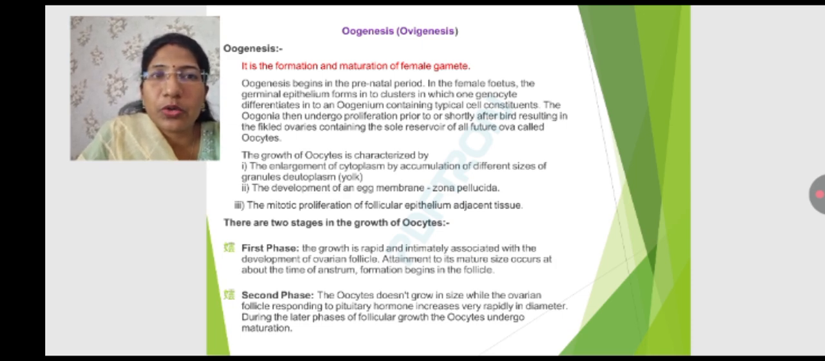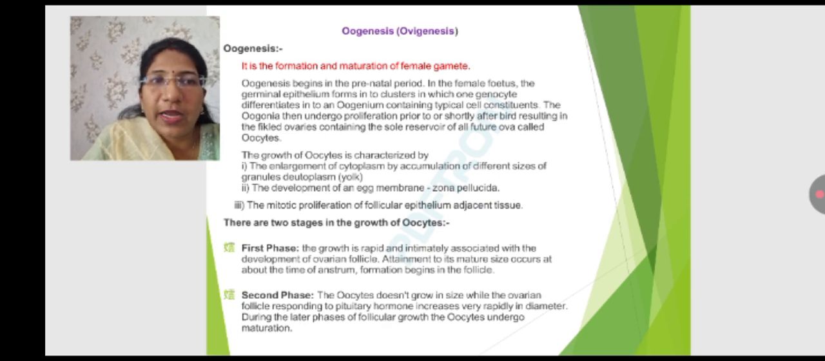Okay, the growth of oocytes is characterized by the enlargement of cytoplasm by accumulation of granules of different sizes, deutoplasm or yolk, that is called yolk. Then the development of an egg's membrane, which is called the zona pellucida. Then mitotic proliferation of follicular epithelium and adjacent tissue.